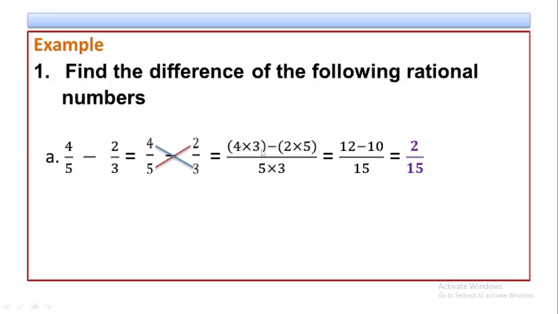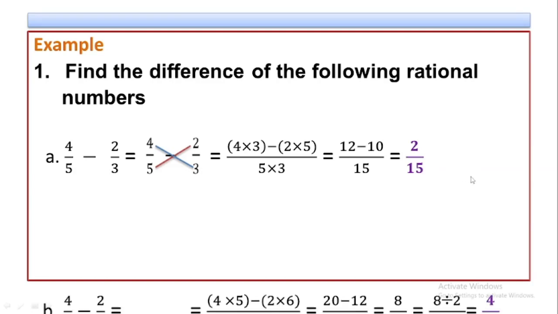So 4 times 3 is 12, 2 times 5 is 10. We still use subtraction. 5 times 3 is 15. The difference of 12 and 10 is 2. So the difference of 4 over 5 and 2 over 3 is equivalent to 2 over 15. It is very easy to use method 1. By using method 1, we can determine the difference of two given fractions having different denominators like this.